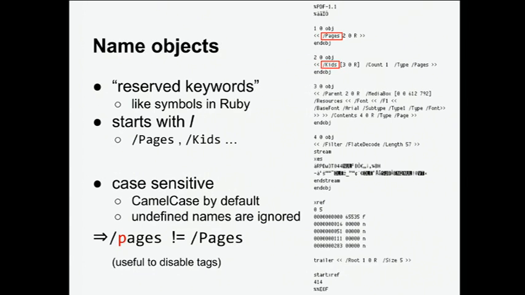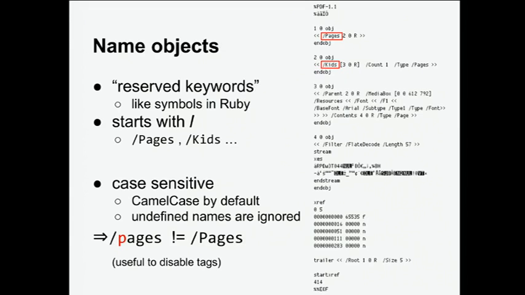So yeah, and names are just like the symbols in Ruby. They are called reserved keywords, and there are all those specific parameters. And usually they are camel case, and they are case sensitive. So if you just replace Pages with the lowercase one, it's usually not seen as, it won't trigger an error, except that it won't see the pages one. So basically, this is incorrect, but it won't trigger an error. That's just a missing element.